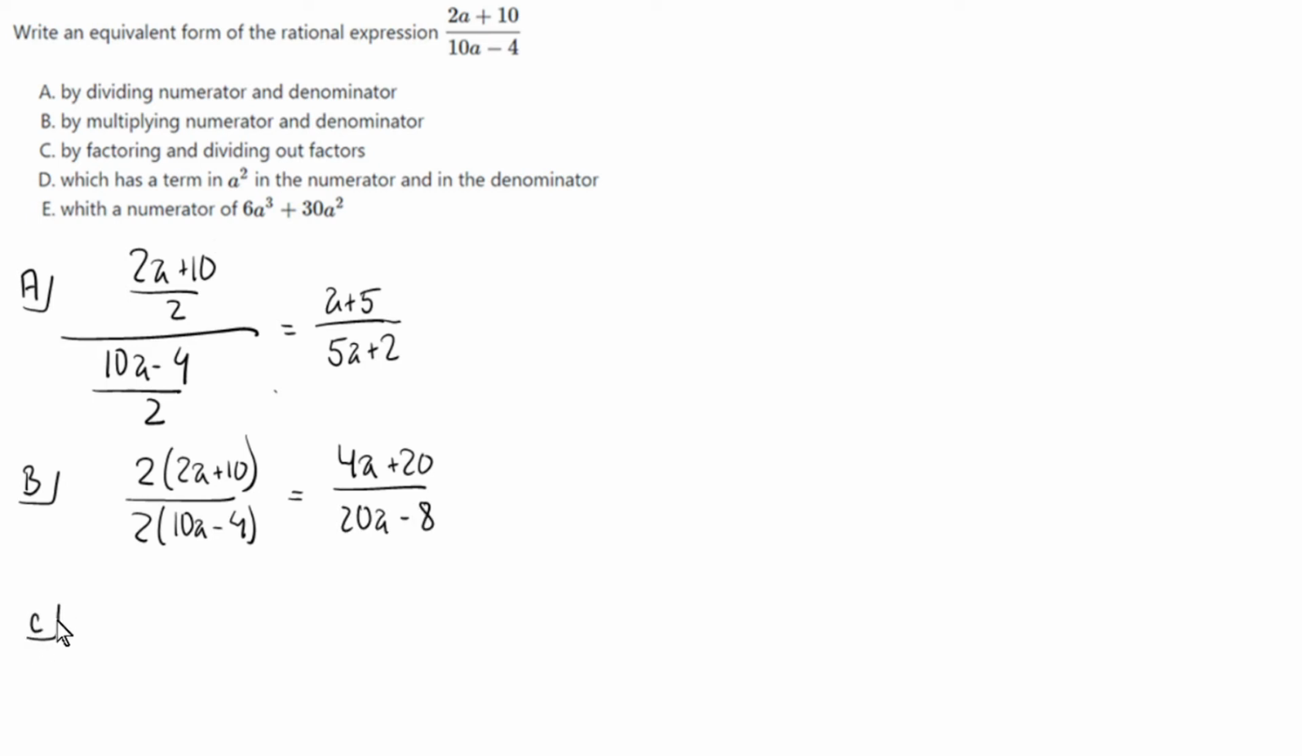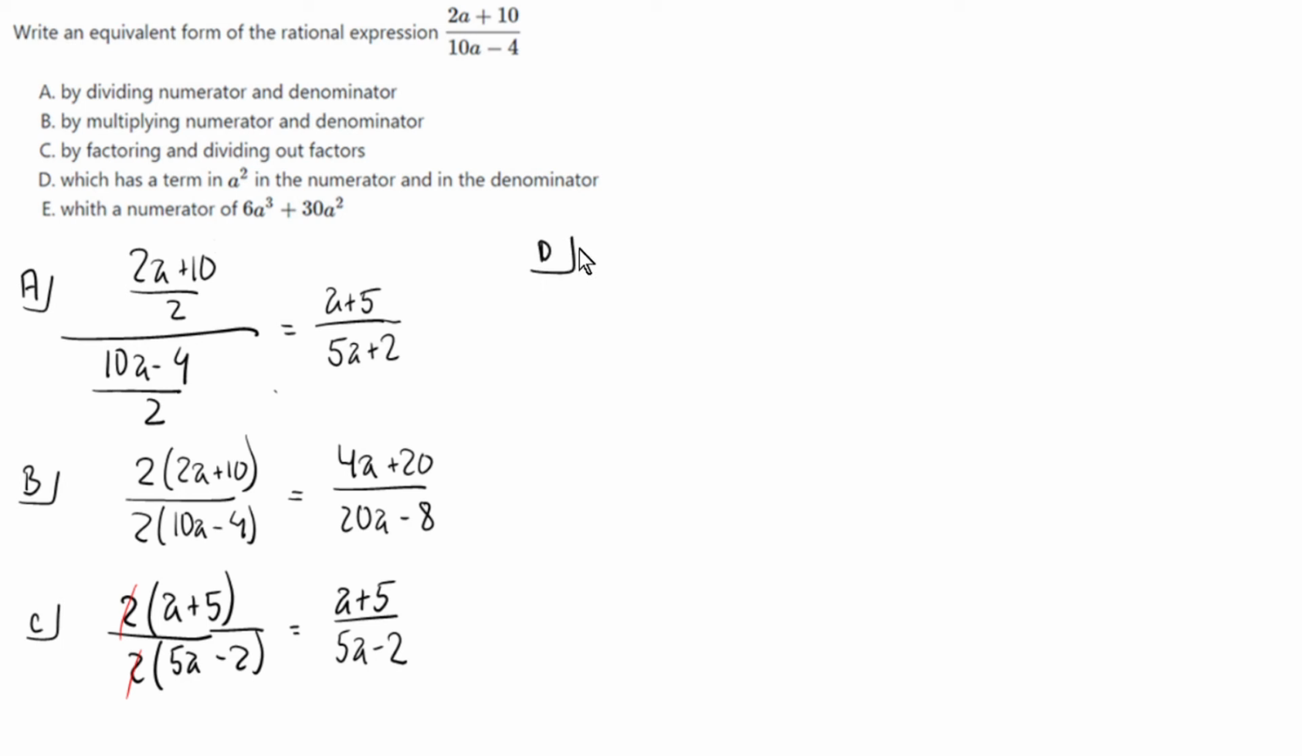In C, by factoring and dividing out factors. So in the numerator, we can factor out 2 as a greatest common factor, and the same thing in the denominator, so we would have to factor out the same factor. So we can factor out a 2, which leaves us with a plus 5. And in the denominator, we're left with 5a minus 2. The 2's will cancel, and you're left with a plus 5 over 5a minus 2.